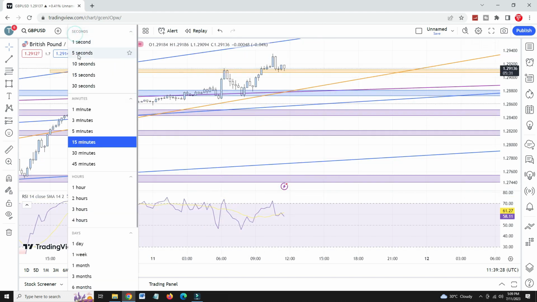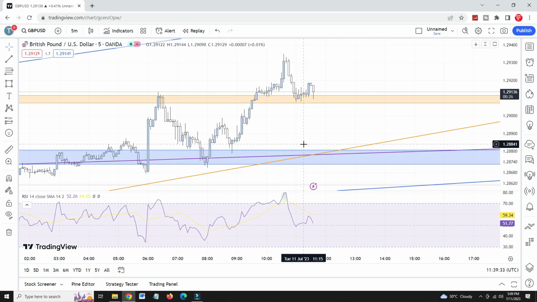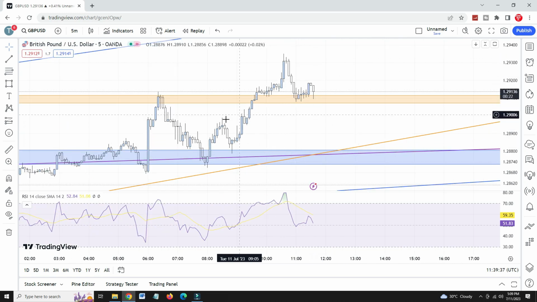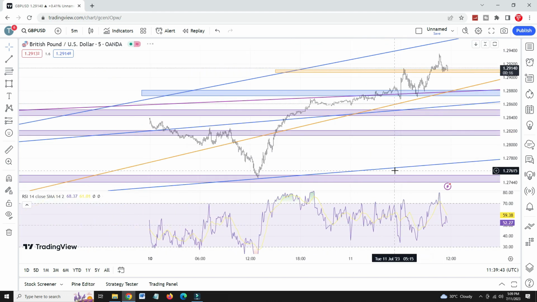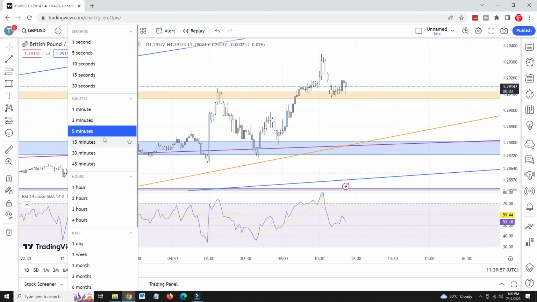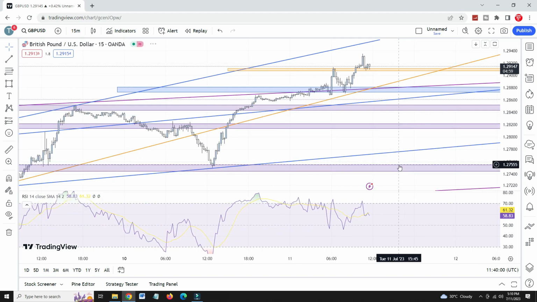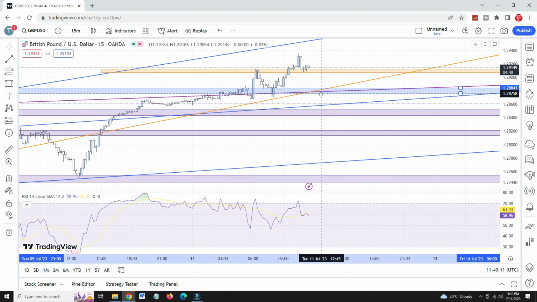Let's look at 5 minutes quickly. 5 minutes is telling a very clear story about what is happening here. It's retesting this level, and there's a chance that the price moves back up. Okay, moving back to 15 minutes. Are there any new levels here that we need to mark out? Just move this up slightly.